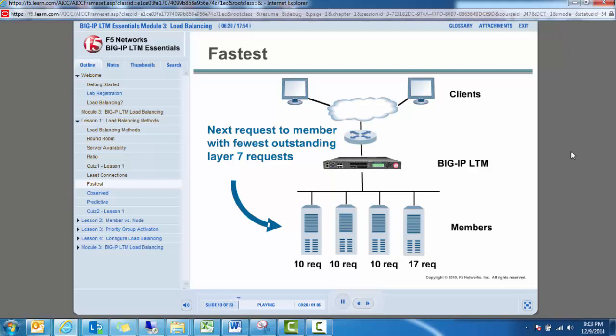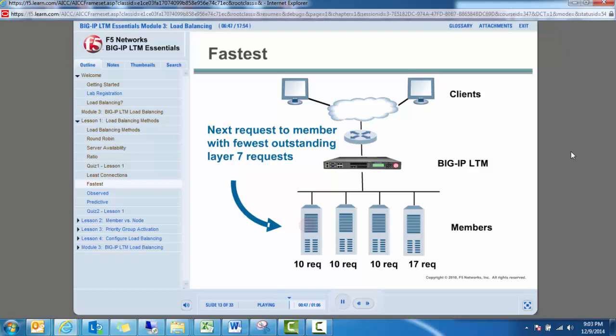The response time to a ping does not take into account how fast a web server at port 80 will respond. And the SYNACK response to a SYN for port 80 does not take into account how fast the backend database server will be able to populate the content of the web page. These are two examples why the fastest load balancing method uses outstanding layer 7 requests rather than response time.